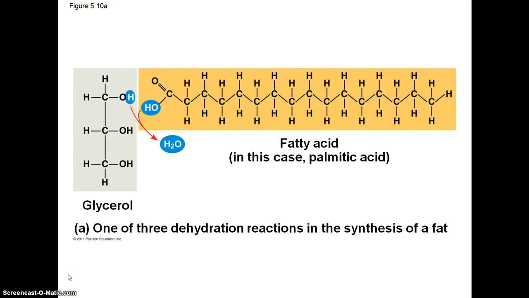So, what is a fat? Well, fats are constructed from two types of smaller molecules, glycerol and fatty acids. Glycerol is a 3-carbon alcohol with a hydroxyl group attached to each carbon. A fatty acid consists of a carboxyl group attached to a long carbon skeleton.